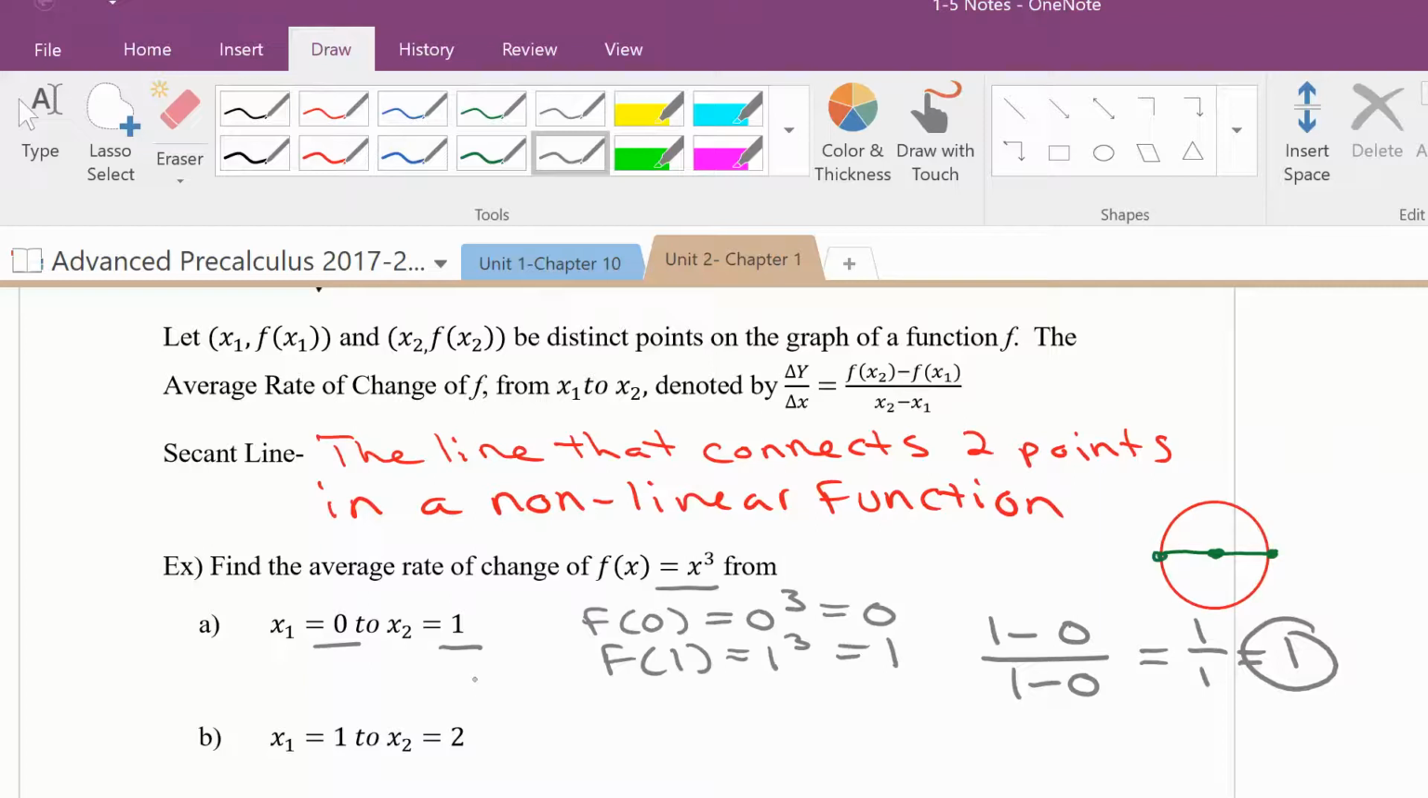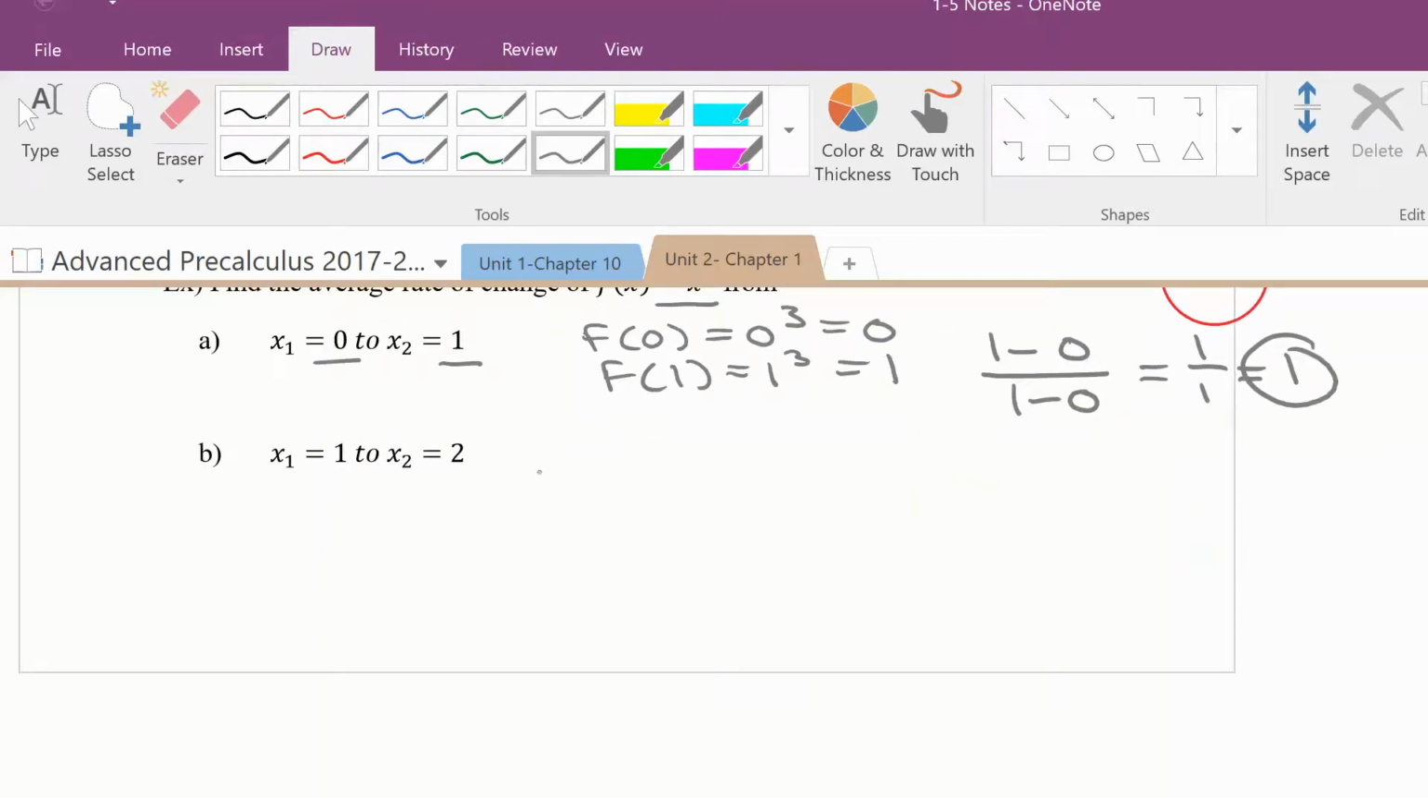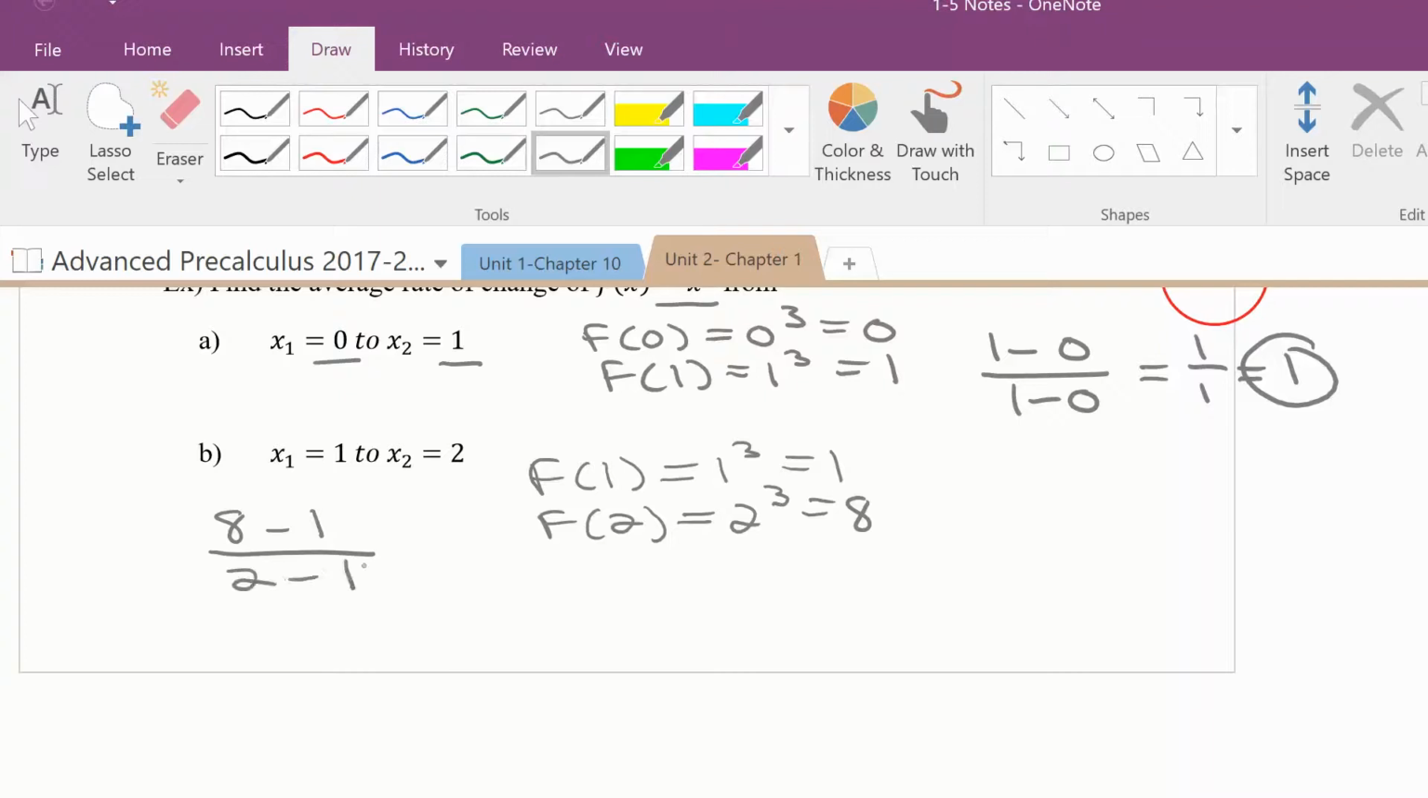But then when you look at it for the next one, 1 to the third is 1. But then when you put 2 in, 2 to the third is 8. So the average rate of change from 1 to 2, you go 8 minus 1, because those are the y values, 2 minus 1, because those are the x. So 7 over 1 is 7. Now the rate of change there is 7.